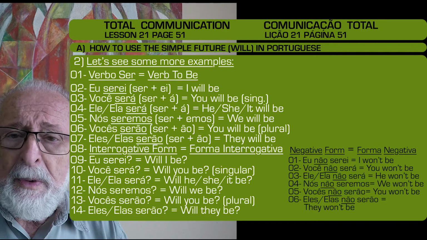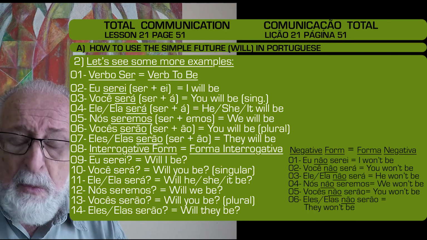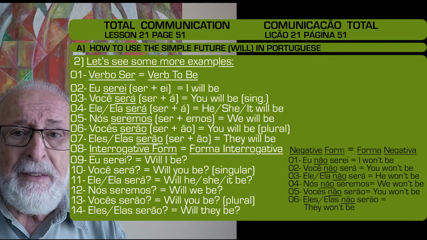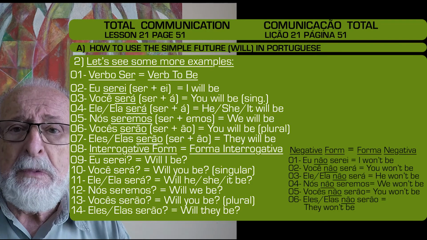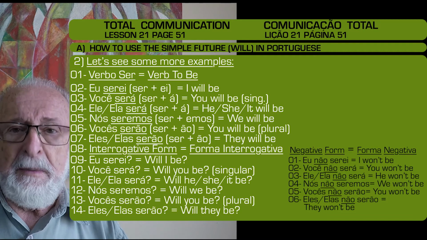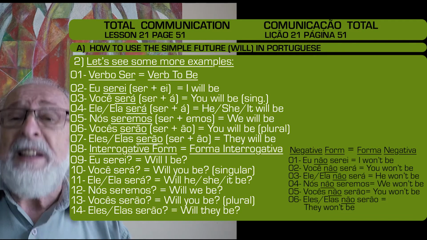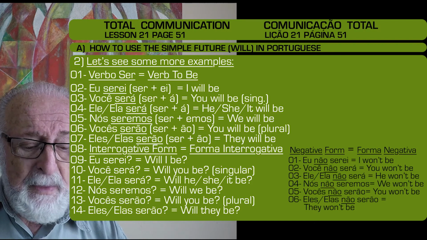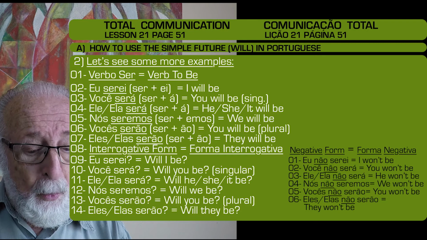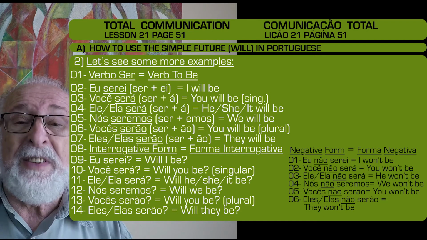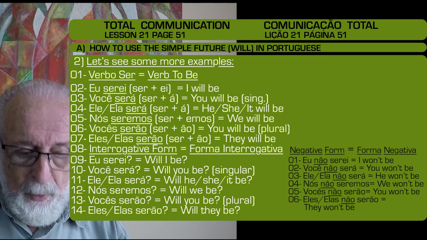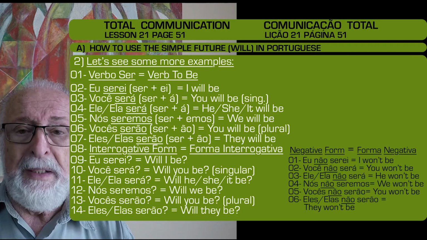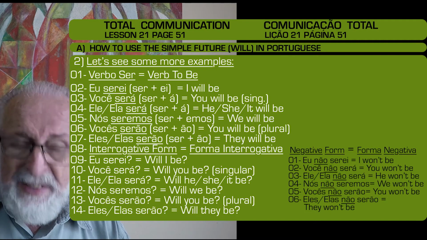Vocês serão? If you see up there in line 6, you have there, vocês serão. Vocês serão is affirmative. Vocês serão is a question. That vocês serão is "will you be", plural. Vocês is the plural for you, in this case, you guys. Vocês serão? Will you be?